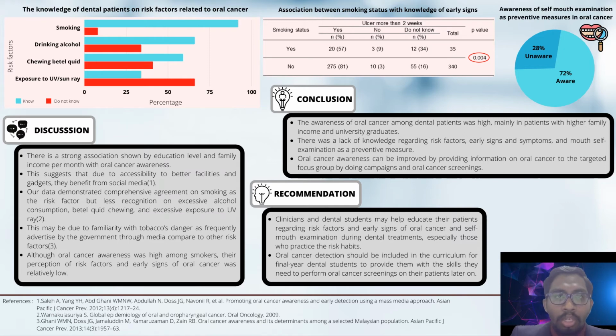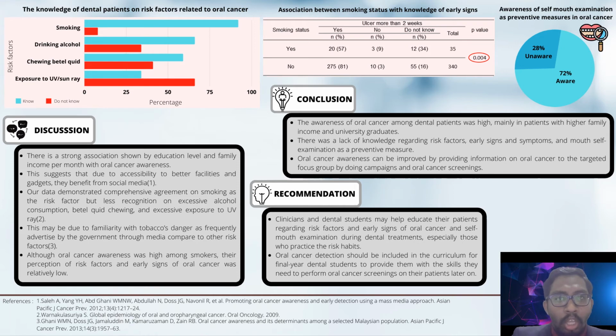Our data demonstrate comprehensive agreement on smoking as the risk factor, but less recognition on excessive alcohol consumption, betel quid chewing, and excessive exposure to UV ray. This may be due to the familiarity with tobacco's danger as frequently advertised by the government through media compared to other risk factors. Although oral cancer awareness was high among smokers, their perception of risk factors and early signs of oral cancer was relatively low.